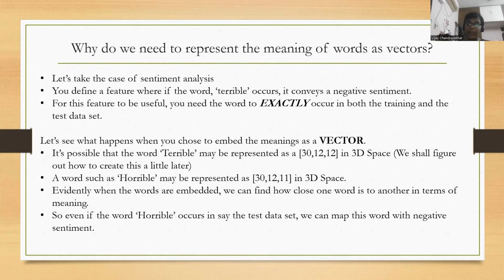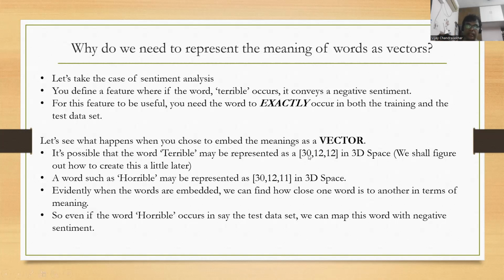So the point that I'm trying to make is I am looking for 30, 12, 12. But if I get 30, 12, 11, I can at least say that, look, the word horrible is close to terrible. Why? Because the distance between these two vectors is very small. Correcta? Right? Of course, we don't use distance. We use something called a similarity. We'll come to that. அதை define பண்ணுவோம். What exactly is similarity? We'll define it in a short while.